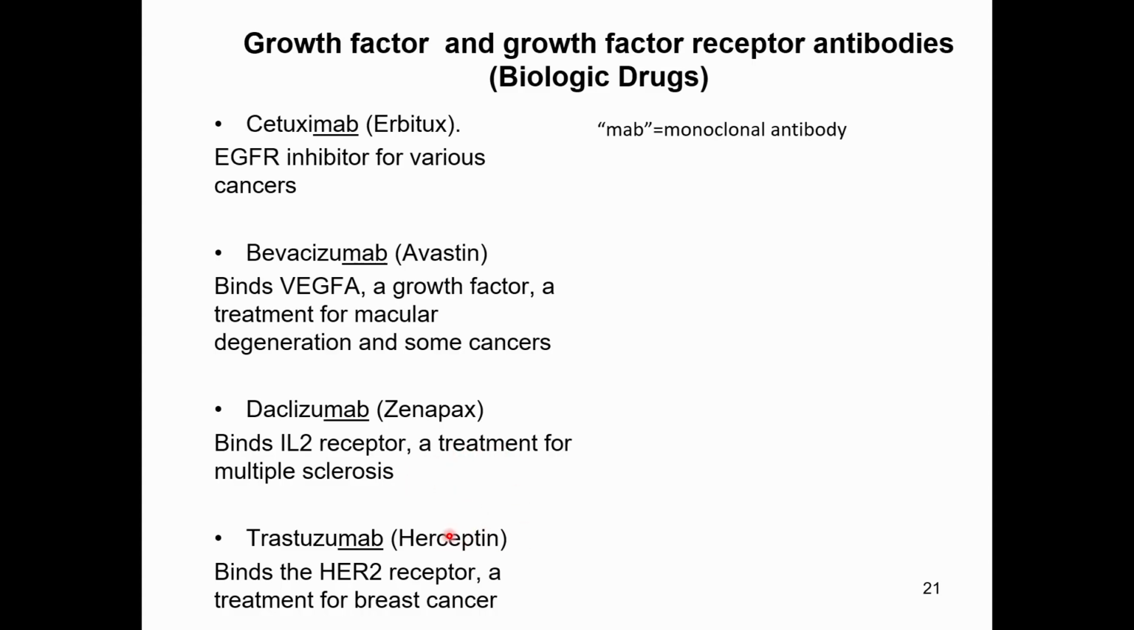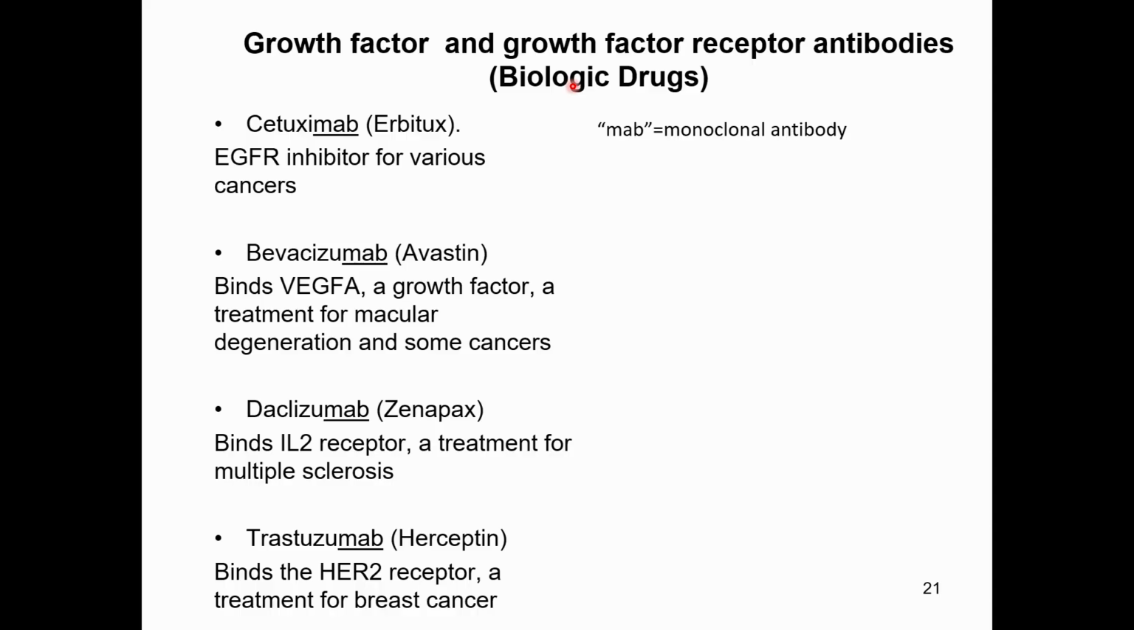Here's Herceptin, trastuzumab, another monoclonal antibody that binds to the HER2 receptor, and that's a growth factor receptor that drives the growth of breast cancer. So you inhibit the receptor, and you can inhibit the growth of breast cancer. These are so-called biologic drugs because antibodies are actually biological factors. They're commonly referred to as biologic drugs, but they are monoclonal antibodies or portions of monoclonal antibodies, and they basically bind to the receptor and inhibit it.